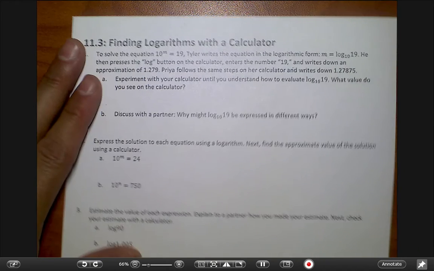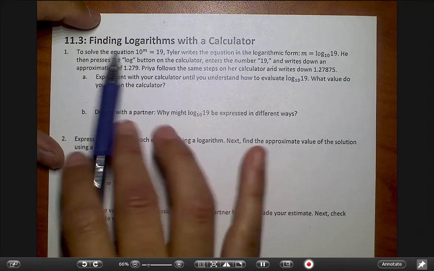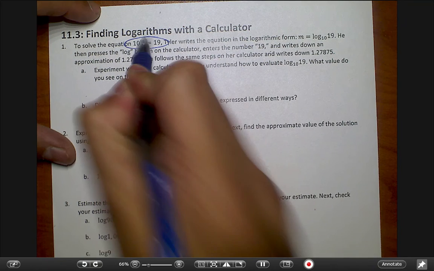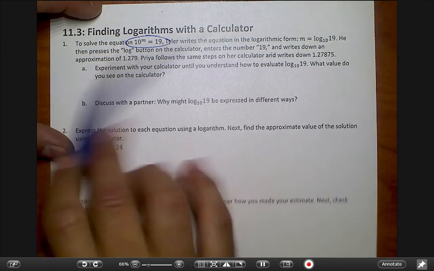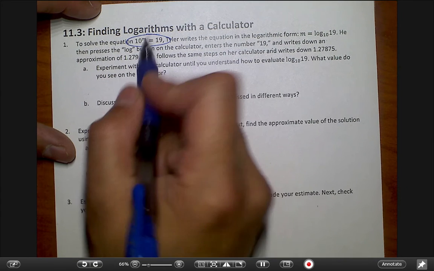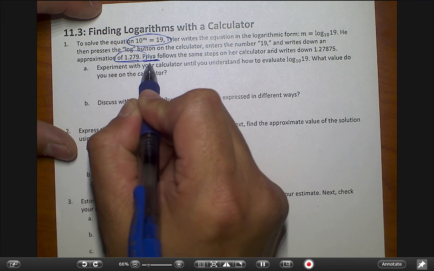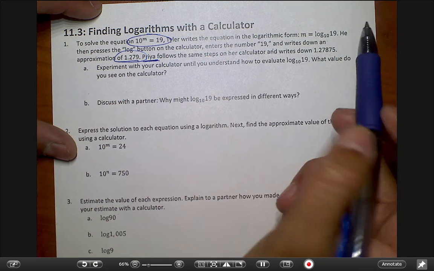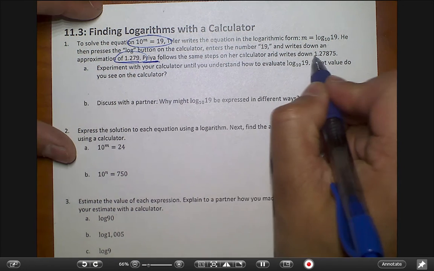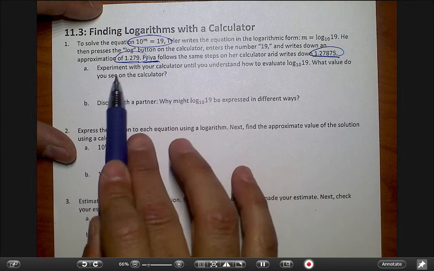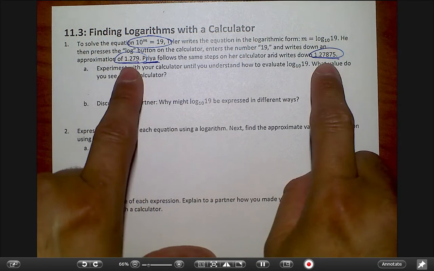Okay, so here's a couple different ones. It says, solve this equation. Tyler writes the equation in logarithmic form. We get log base 10 of 19. Press log, enter. Okay, so we get an approximation of this. Anyway, follow the steps on her calculator and writes down this number. So, let's do this on the calculator, see what we get, because both of these are slightly different.